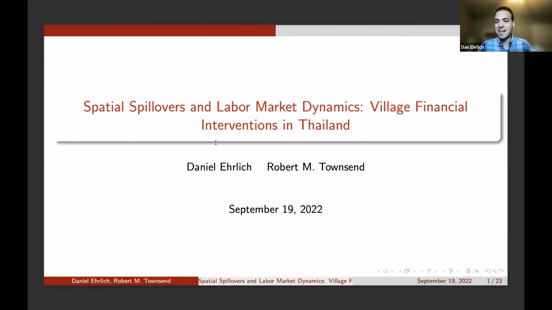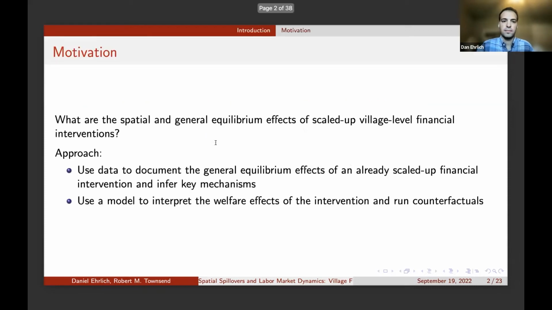Oh, great. Okay. So I'll be presenting joint work with Rob Townsend on spatial spillovers and labor market dynamics, studying village financial interventions in Thailand. So the overarching question that this paper tries to answer is, what are the spatial and general equilibrium effects of scaled up village level financial intervention? And this is particularly important when thinking about scaling up, because partial equilibrium considerations may not be the same as general equilibrium considerations, and they'll become increasingly important as projects are scaled up and increased in size.